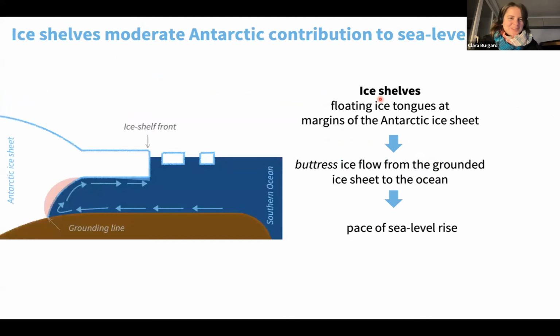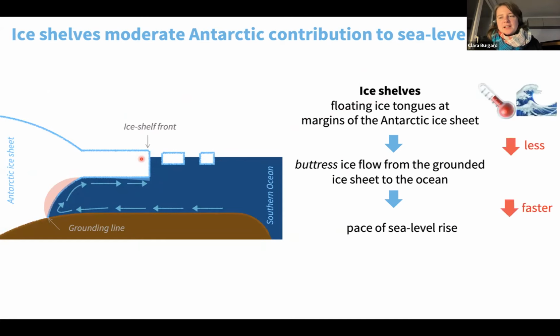So very good that Ann-Sofie already introduced ice shelves and why they're important, so I don't have to go too much into details here, but here is a small recap. Ice shelves are the floating ice tongues at the margin of the Antarctic ice sheet, and they buttress the ice flow from the grounded ice sheet to the ocean. This way they moderate the pace of the mass loss from the ground into the ocean and therefore the pace of sea level rise.